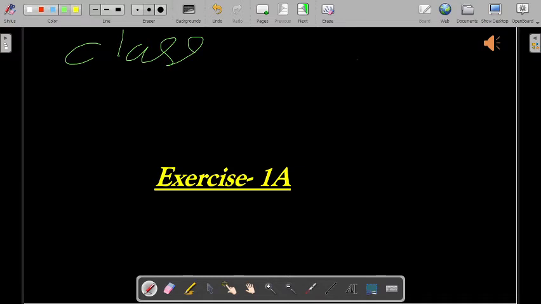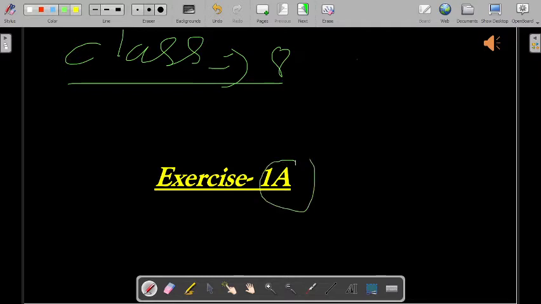Class 8. Today we are going to do R.S. Agrawal, exercise 1A. I will also give you some questions as homework. Try to give the answers to these questions in the comment section. So we will begin with exercise 1A, question number 1.